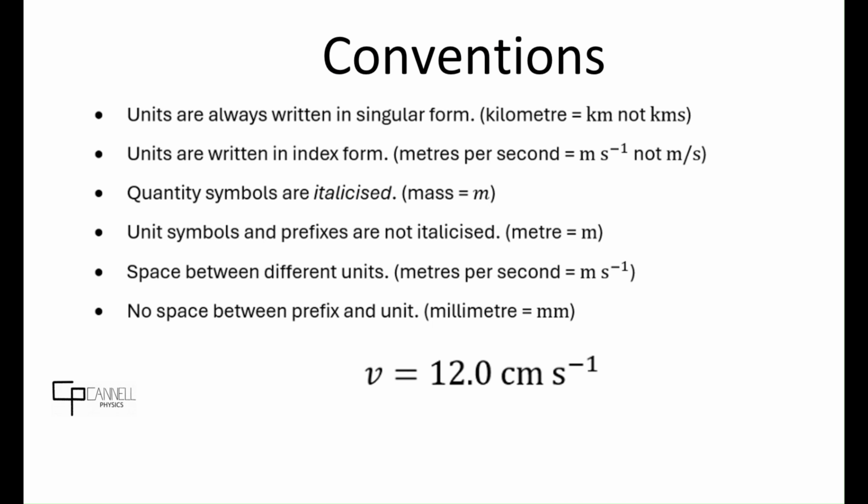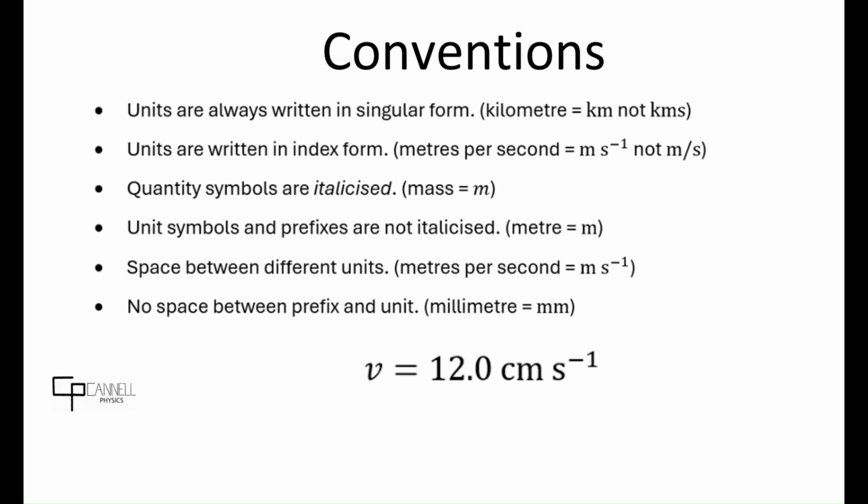Lastly, it's worthwhile knowing some conventions when writing units, quantities, and prefixes, especially their symbols. Let's start from the top. Units are always written in singular form. So when writing the symbol for kilometer, we write it as km, never kms. Even though it might be more than 1 kilometer, we still write 2 km or 3.5 km. And this goes for any other unit.